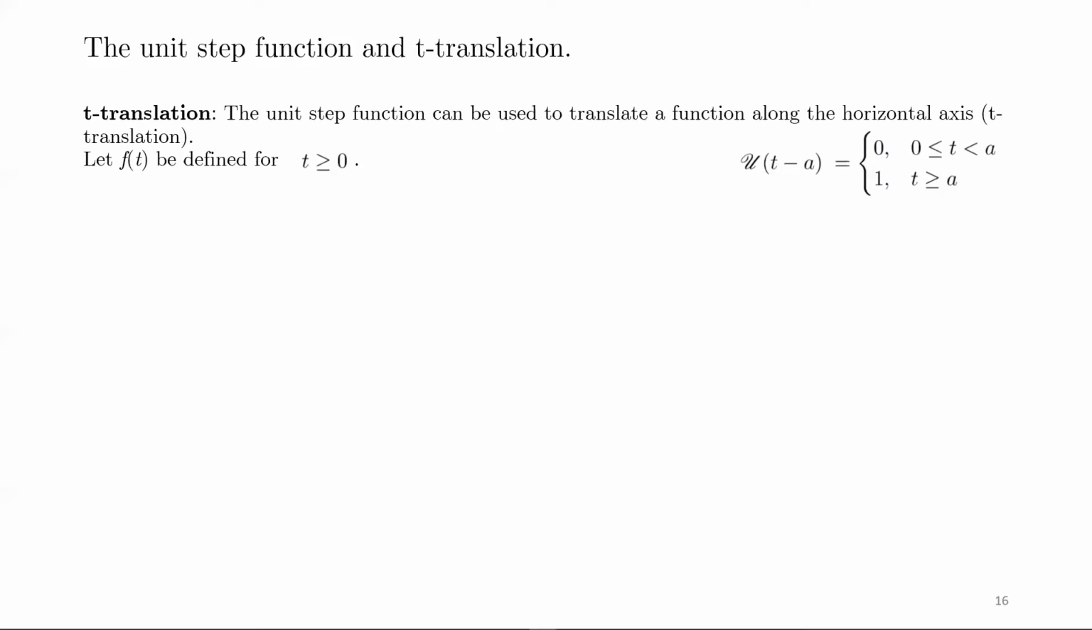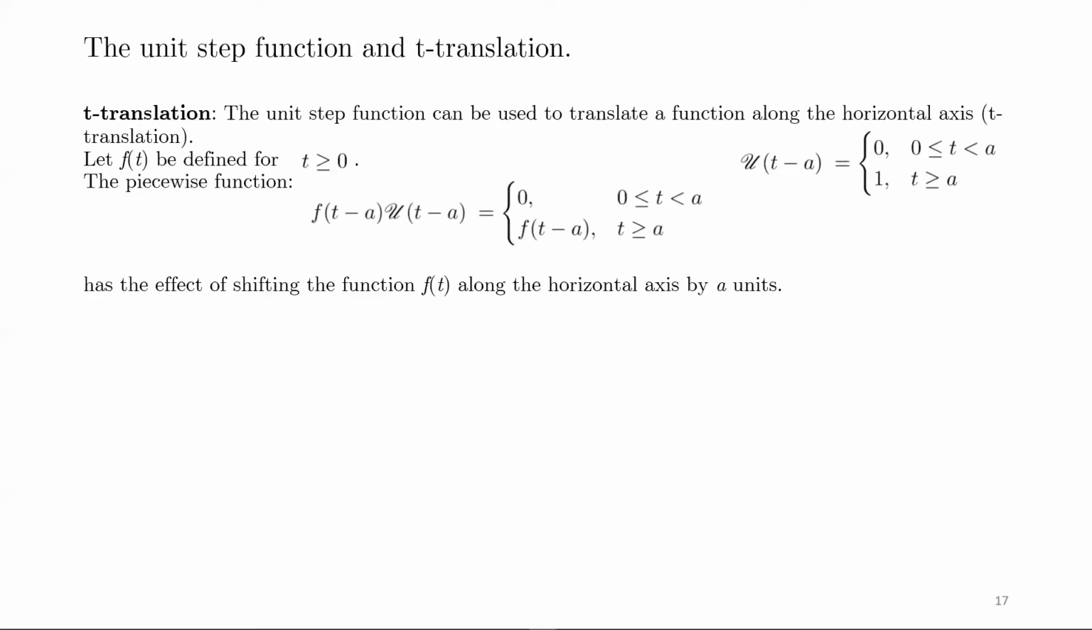Well, let f of t be some function defined for t greater than 0. If I take f of t and combine it with the unit step function, f of t minus a times the unit step function at t minus a, notice that the t minus a must be the same here. Then f of t minus a shifts f a units to the right, and t minus a is in the unit step function here.